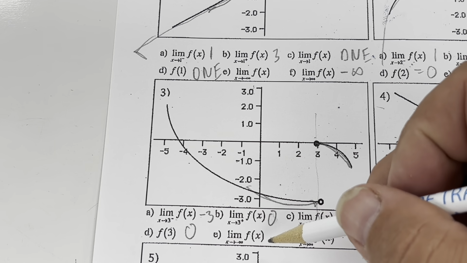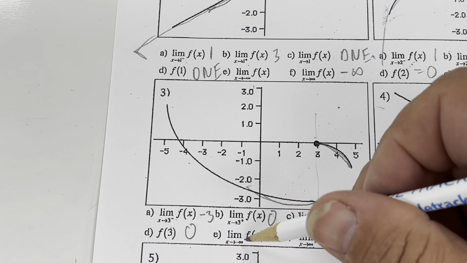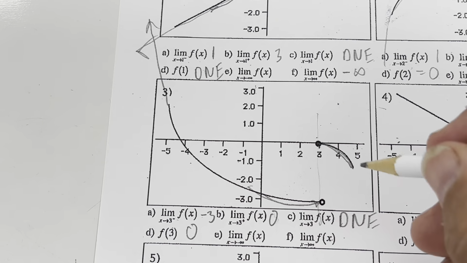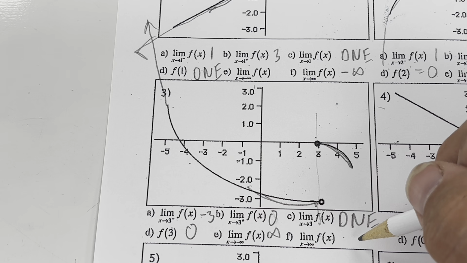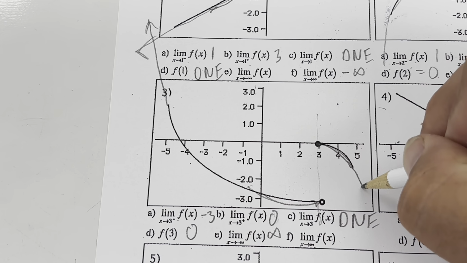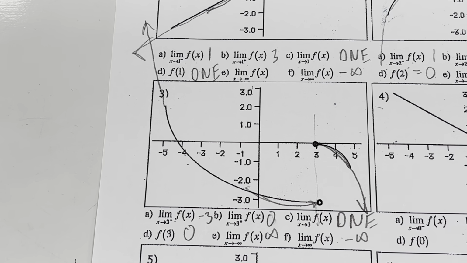The limit as x approaches negative infinity, it's going up, up, up, up. So that would be positive infinity. As x approaches infinity, I suspect it's going down forever. That would be negative infinity.